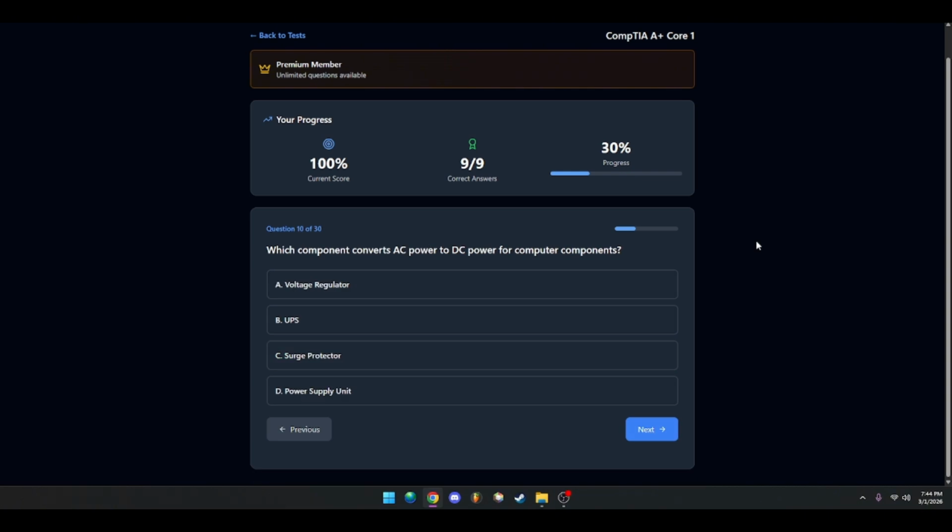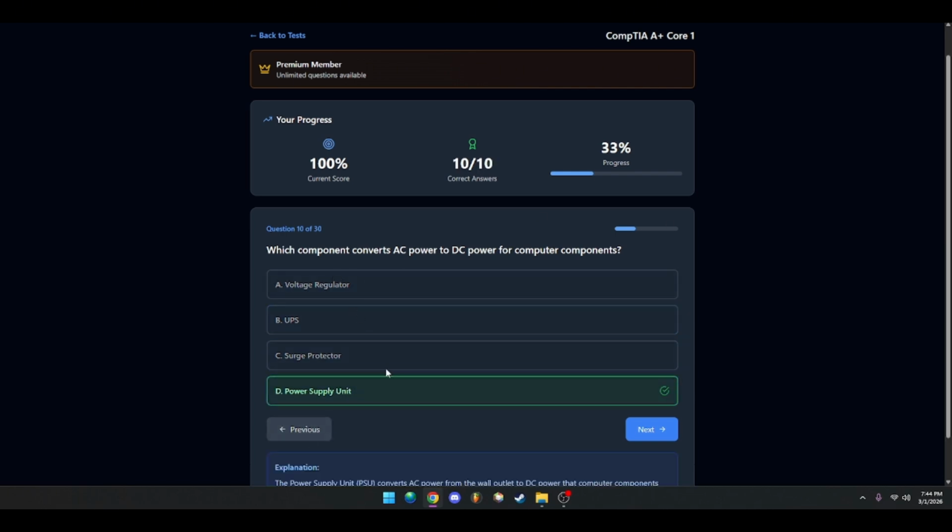Question number 10. Which component converts AC power to DC power from computer components? Give you a moment to think. And the answer would be D, your power supply unit. This is the part of your computer that receives the power from your wall and sends the electricity after converting it to all the parts within your computer.